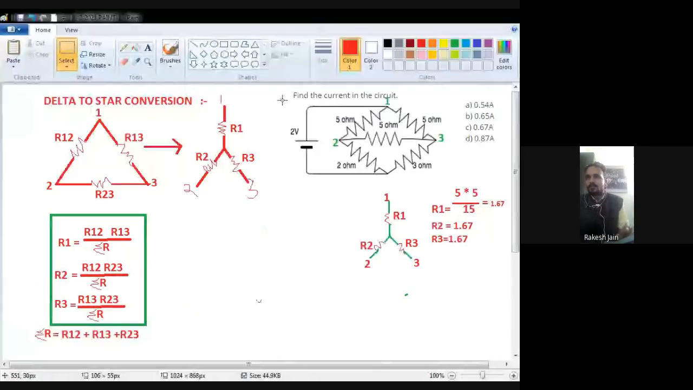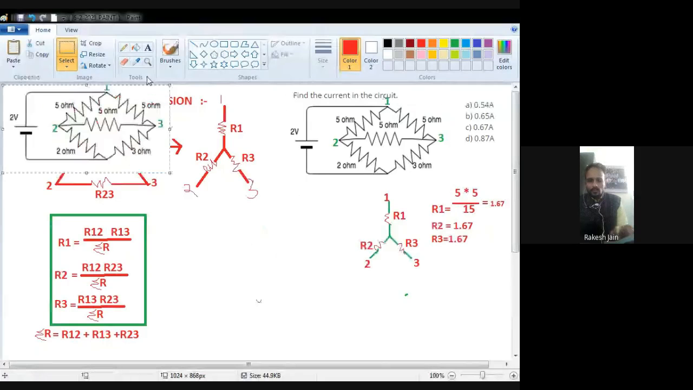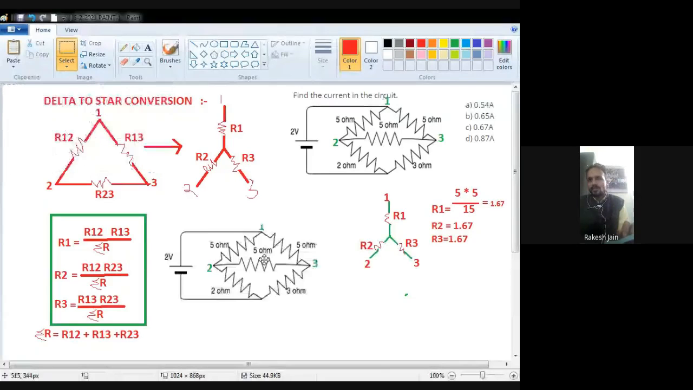So all of these three resistances will be 1.67, because 5 multiplied by 5 divided by 5 plus 5 plus 5 is 5 by 3. So 5 by 3 is 1.67, and R1 is also 1.67. In R2 also, R12 and R23 are both 5 ohm, and the summation of R is 15 ohm, so the same answer, and for R3 you also find the same answer.